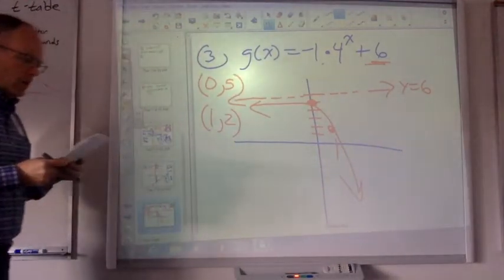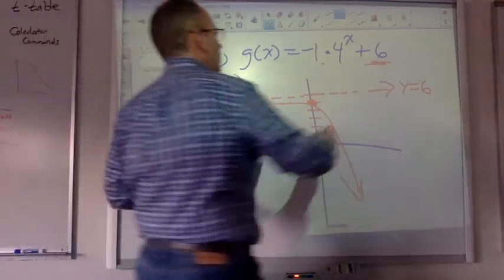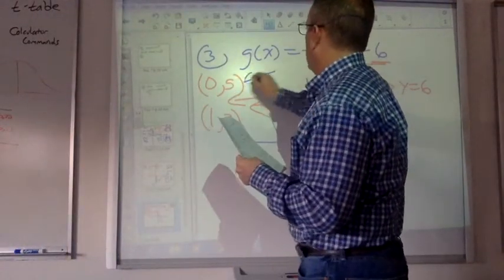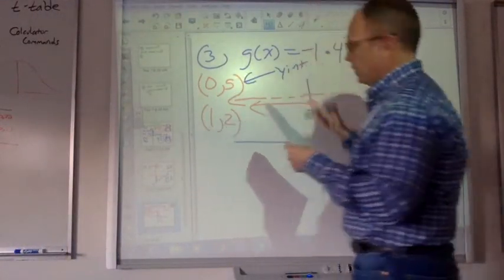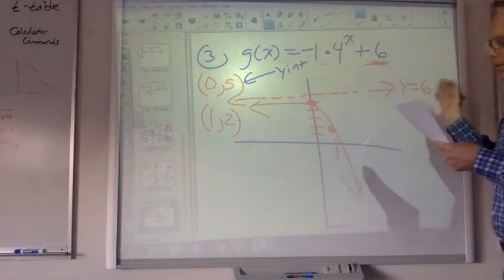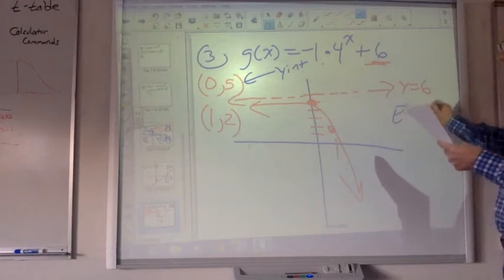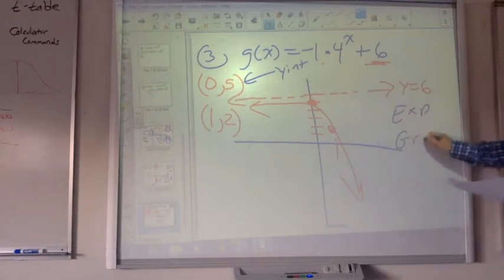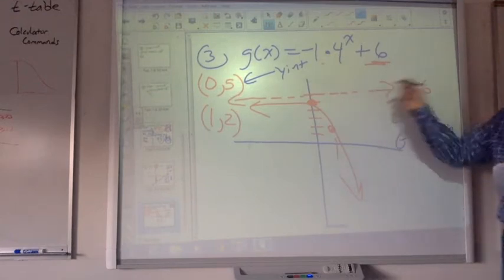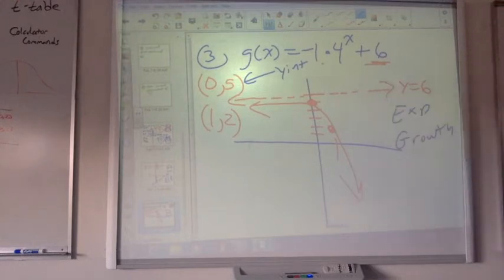The y-intercept, this is my y-intercept, 0, 5. We don't have to worry about the slope. We don't worry about b. This is exponential. It's exponential growth. The reason it's growth is as I go to the right, the graph goes away from the asymptote.